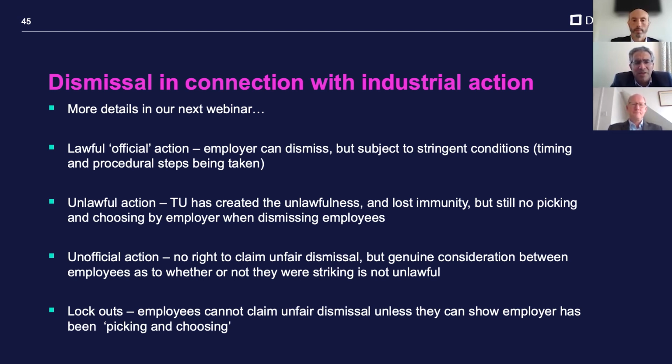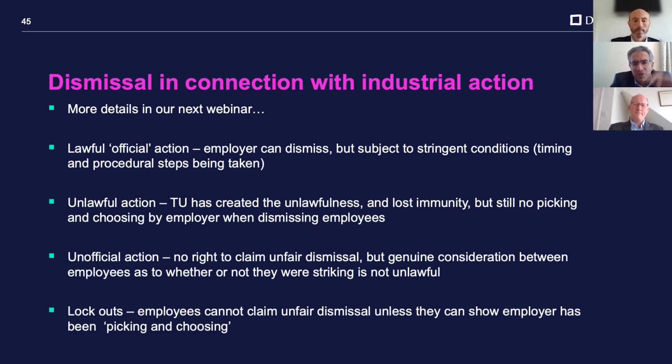Second area is where there's unlawful action. This is where a trade union has perhaps created the unlawfulness, going back to what Stephen was saying, and the trade union's lost its immunity from a claim against it. That most commonly would be because they've not given advance notice to the employer of the ballot, not carried out the ballot properly, perhaps it hasn't been a secret ballot, then hasn't again given proper notice to the employer of days on which the industrial action is to take place.